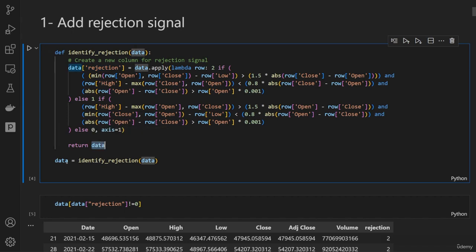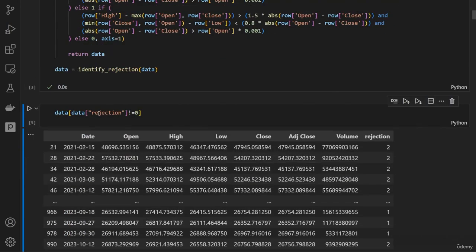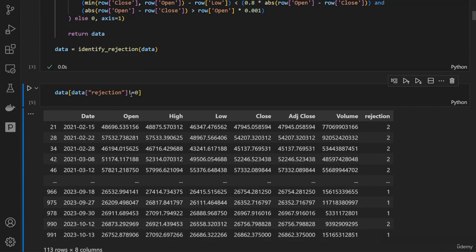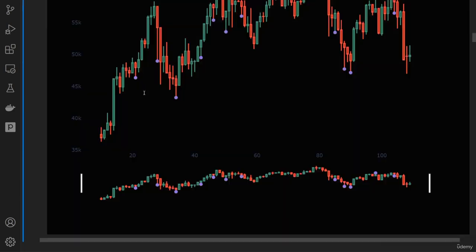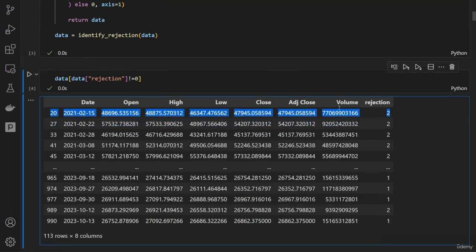Now I'm running this one, so the new data frame is equal to identify rejection, and then I'm feeding the data frame into it. Let's run the cell and print the rows where we have a rejection signal different than 0. So we can see that we have this data frame now. We've added this column, rejection, and we have 2, 2, 1, 1, 2, etc. So, for example, candle 20 is a bullish rejection candle.